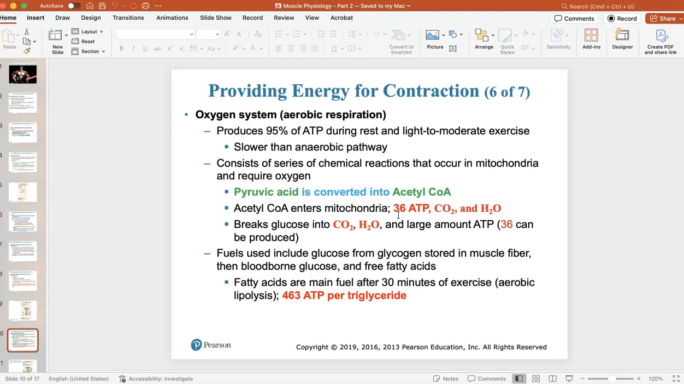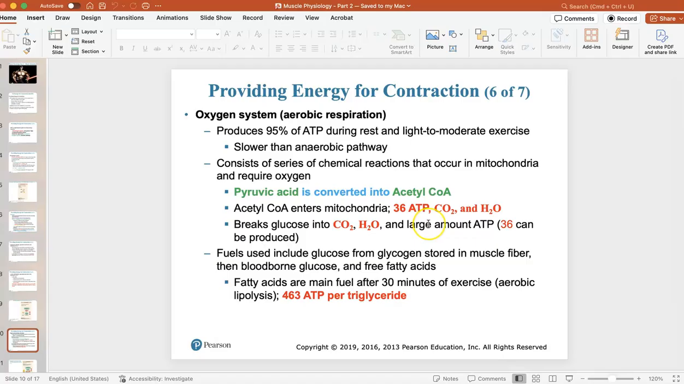And so here's where you have to pay attention to the phrasing of the questions on my quizzes and exams, because I like to trick you. I like to trick you because I really want to see how well you're paying attention and focusing on the wording of the questions. So, if I ask you how much ATP do we get per molecule of glucose out of glycolysis, the answer is 2. If I ask you how much ATP do we get per molecule of glucose from the oxygen system, the answer would be 36.